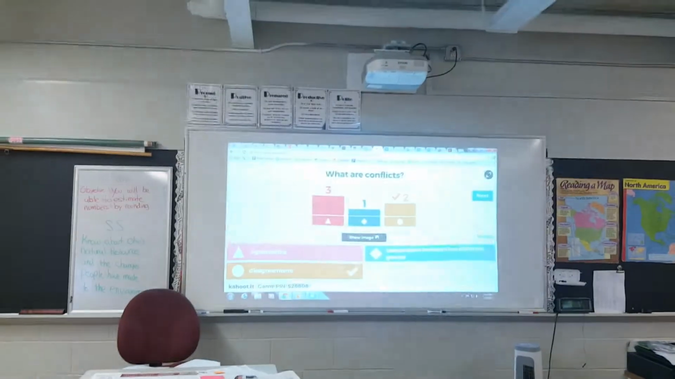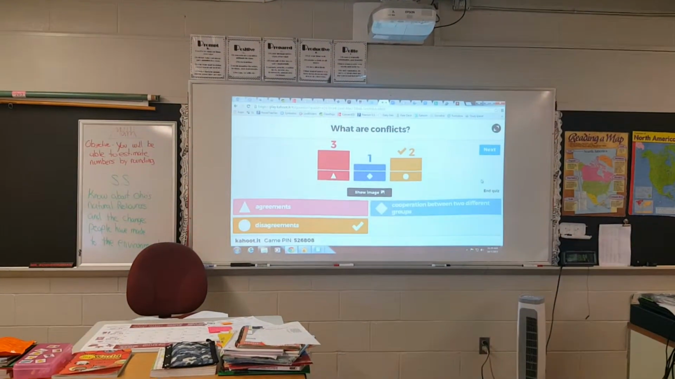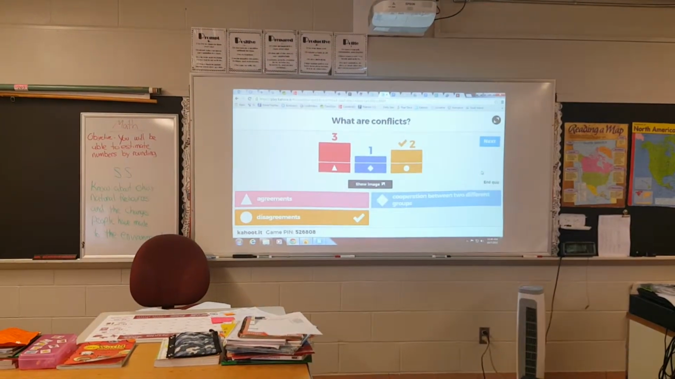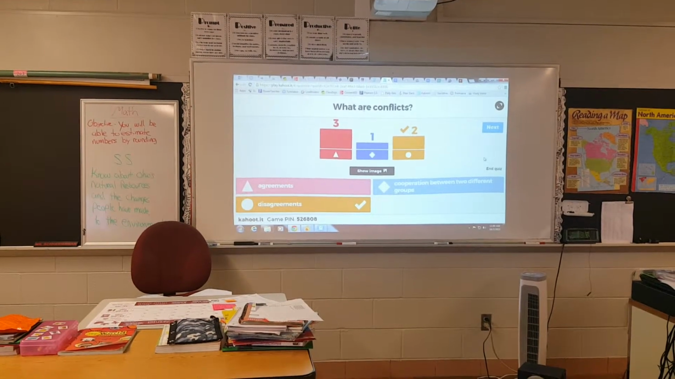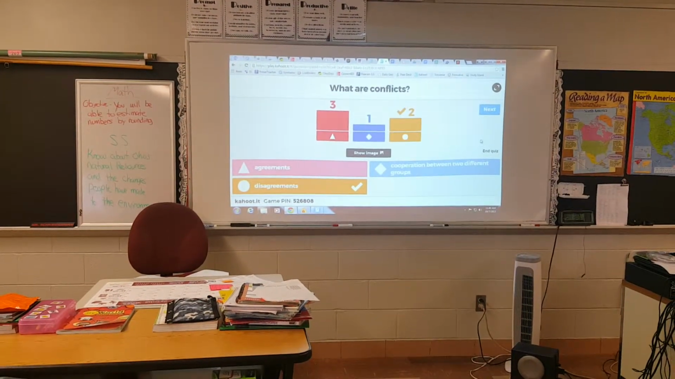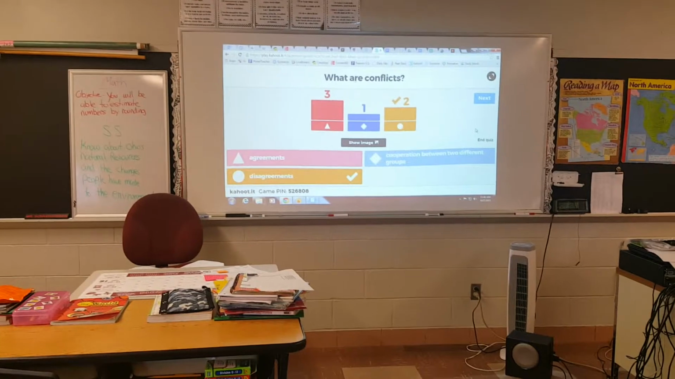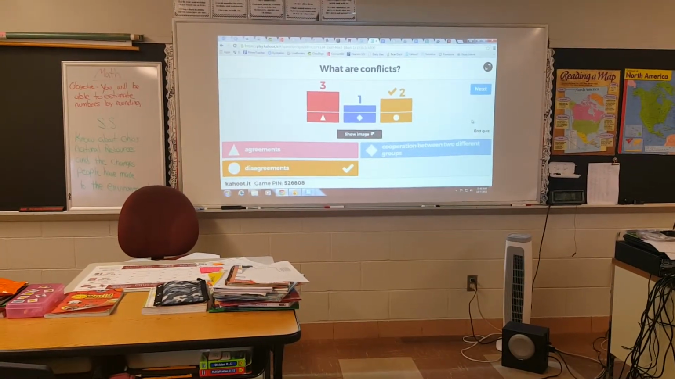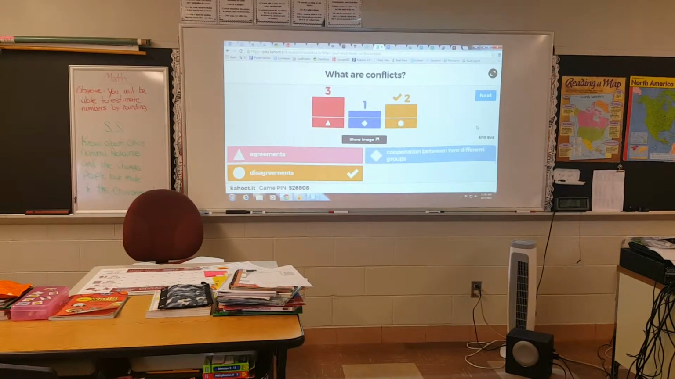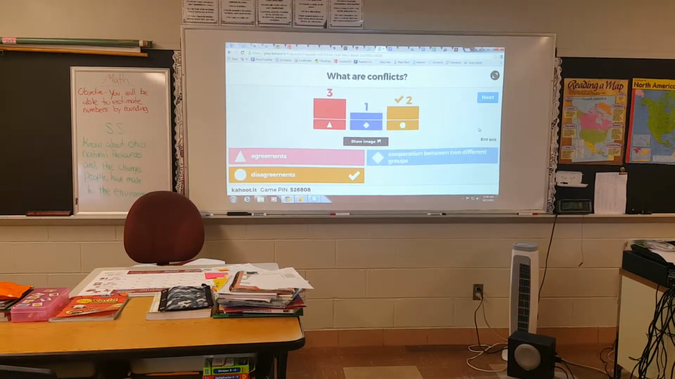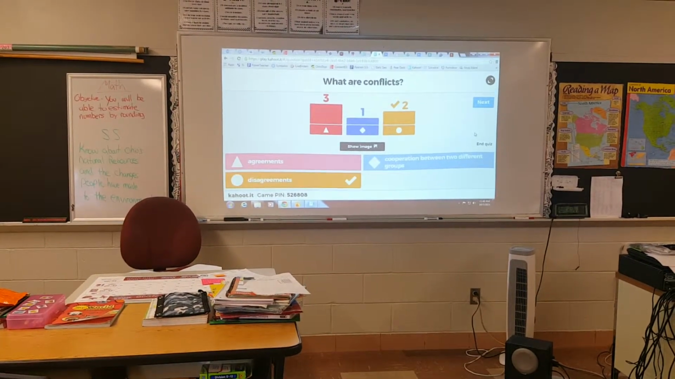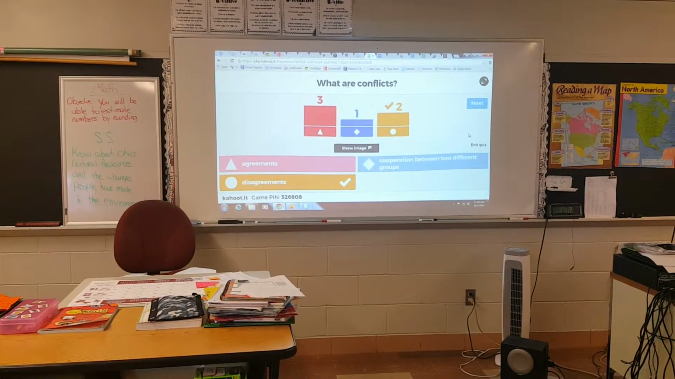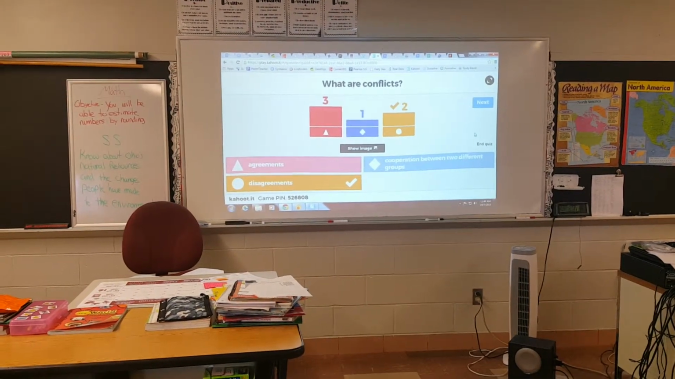And on the board you can see the results. We had 3 people say agreements, 1 person said cooperation between 2 different groups, and 2 people say disagreements. So when you're introducing a new topic, you're probably going to expect to see results like that. And here's where you would take a little bit of time to discuss what conflicts are. And in this case, it shows us that a conflict is a disagreement.